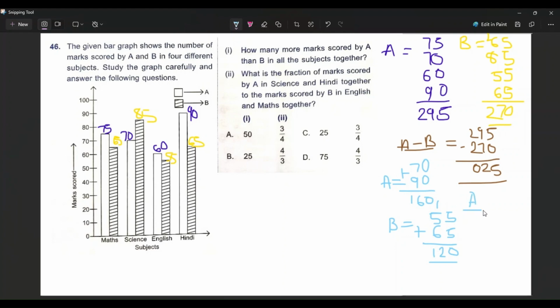So we are supposed to get the fraction of A and B. A by B is equal to 160 by 120, children. So 0 gets cancelled over here. 4 4s are 16. 4 3s are 12. So we got A by B as 4 by 3. Now option A is 25, 3 by 4, wrong. Option B is 25, 4 by 3. Yes, option B is the right answer. This is the answer, and here A minus B, this is the answer.